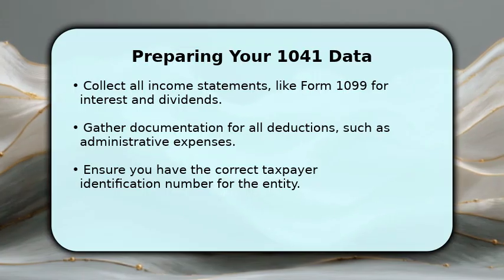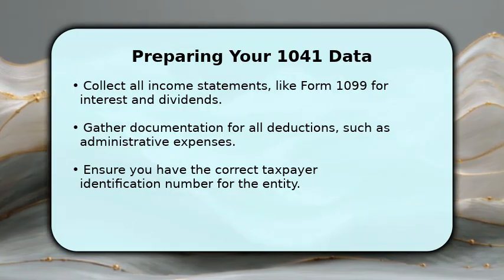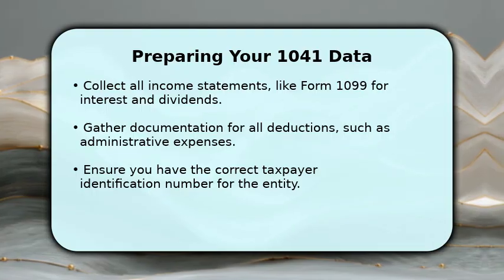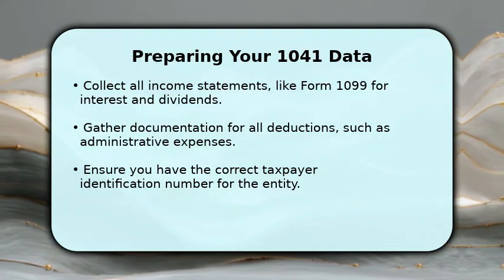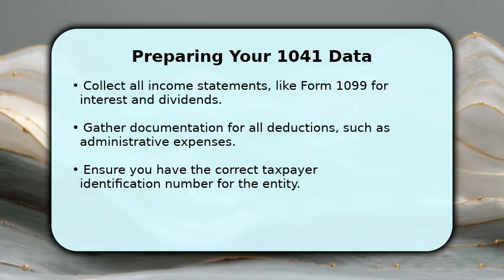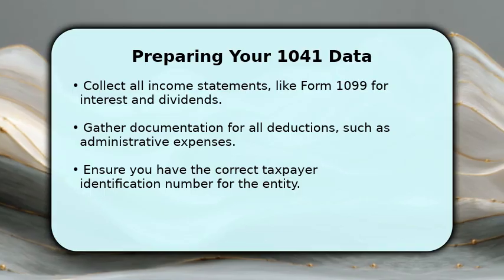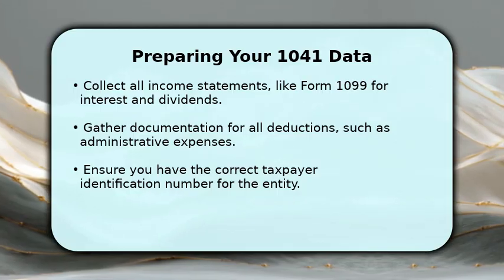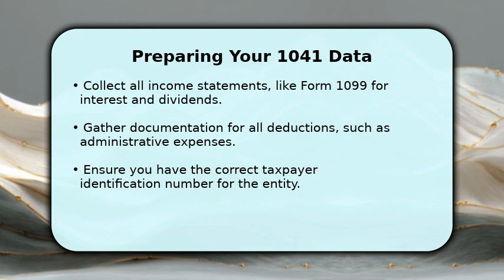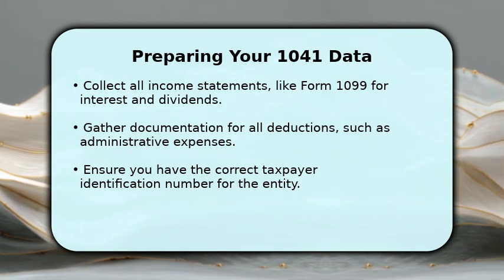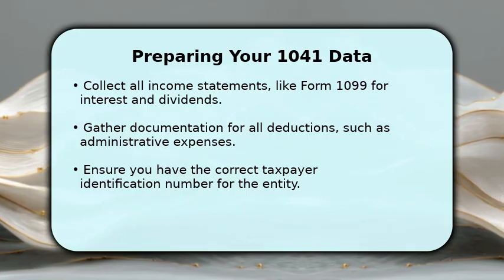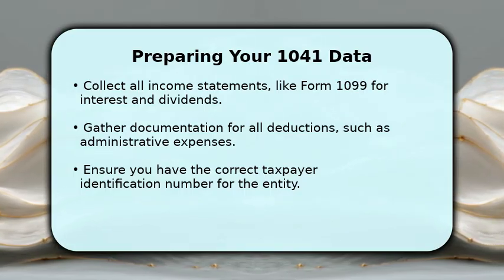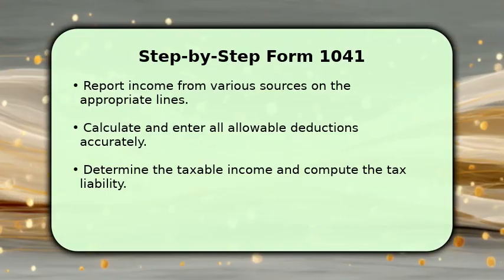Before you begin filling out Form 1041, it's essential to gather all the necessary information. Start by collecting all income statements, such as Form 1099 for any interest or dividends received by the estate or trust. Next, compile documentation for all eligible deductions, which might include administrative expenses, attorney fees, or trustee fees. Finally, confirm you have the correct employer identification number, or EIN, for the estate or trust, as this is vital for accurate filing.